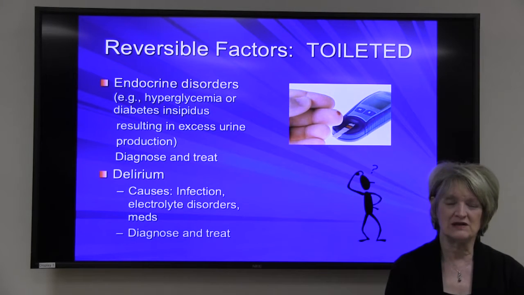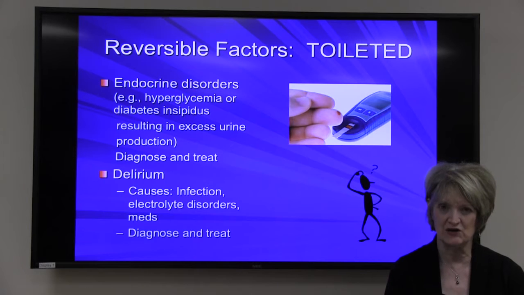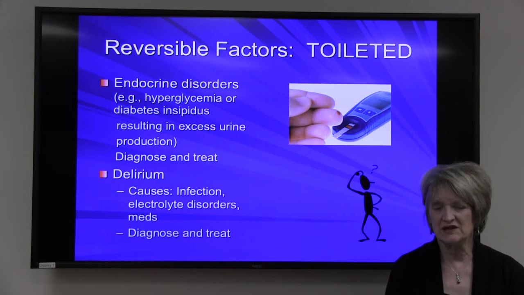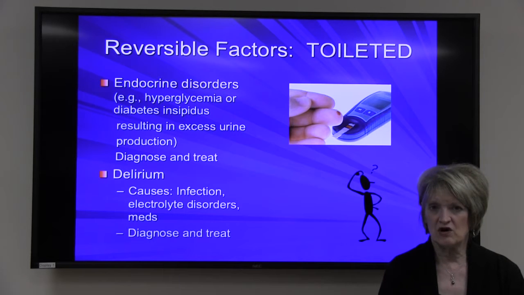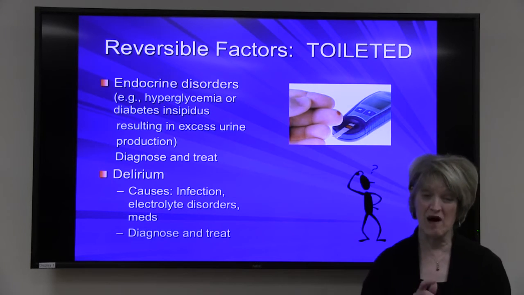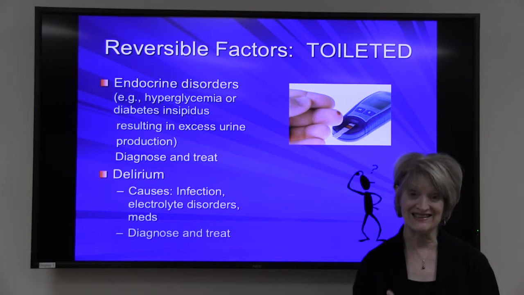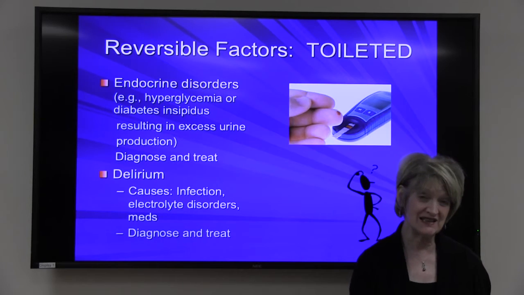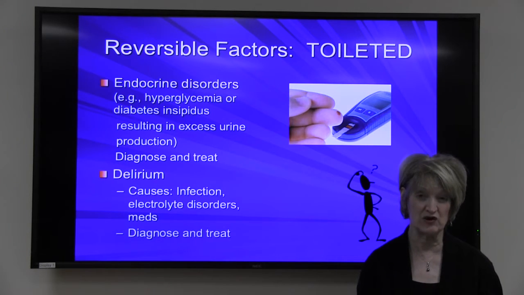The second E in TOILETED is for endocrine disorders, so you're going to screen for anything that would tend to increase urine production. Two things come to mind: poorly controlled diabetes mellitus with resulting hyperglycemia, and diabetes insipidus. Both of those conditions are associated with polydipsia, so people are drinking a lot more, and with polyuria. And if you're having excess urine production, it's easy to see how the bladder and the continence mechanism could become overwhelmed, and you might have increased frequency and increased risk of leakage.